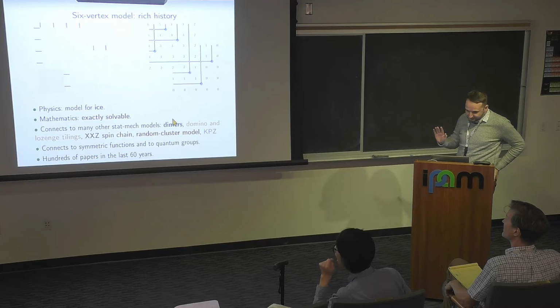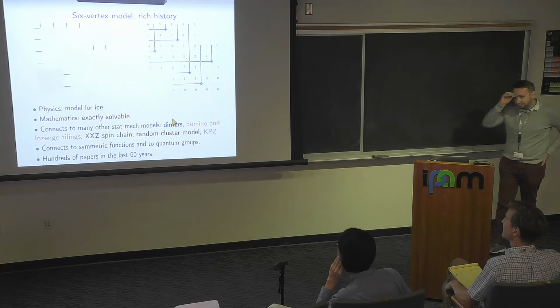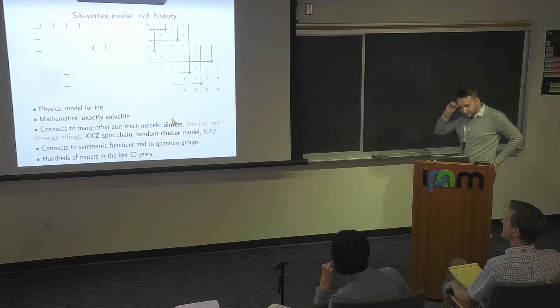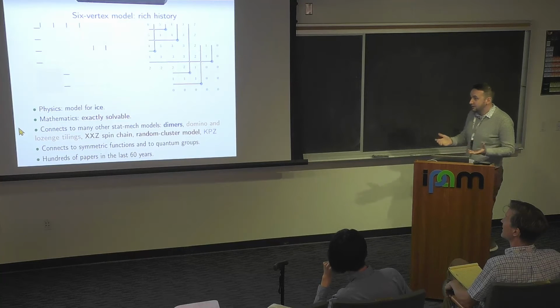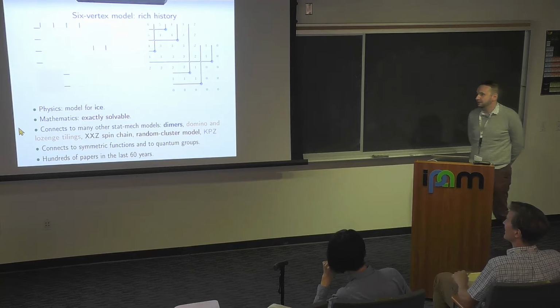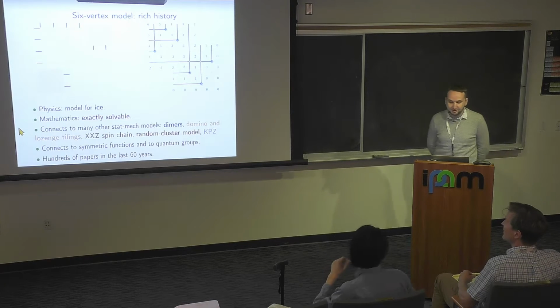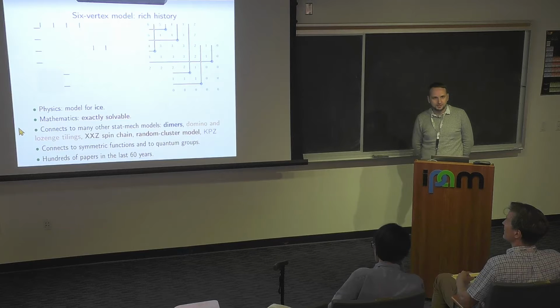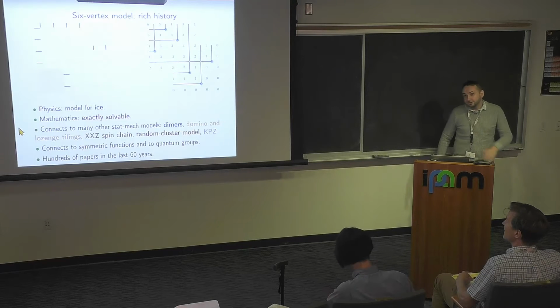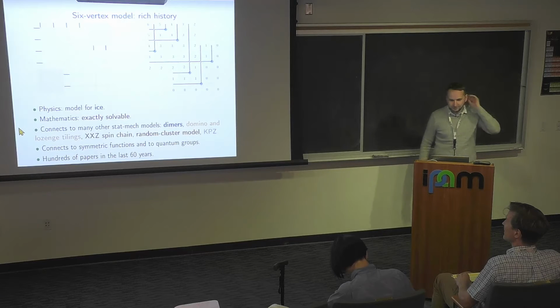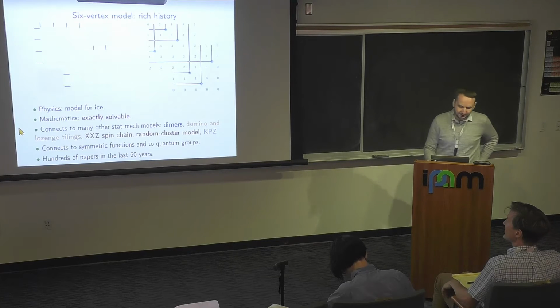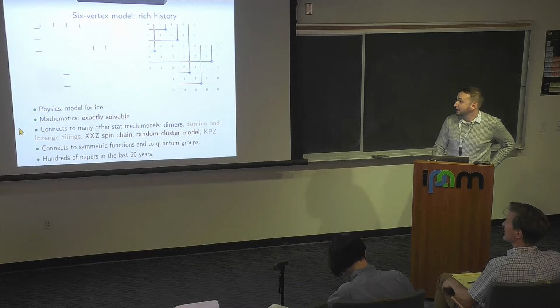There is a lot of history here, and I'm not going to repeat this for this audience. The only thing which is important from the point of view of my talk is that the six-vertex model has connections to many other models of statistical mechanics, such as dimers, domino and lozenge tilings, the XXZ spin chain, random cluster models, the Kardar-Parisi-Zhang equation. And we will see even more connections in this talk to hopefully new types of models that maybe you didn't realize before are connected to these things.